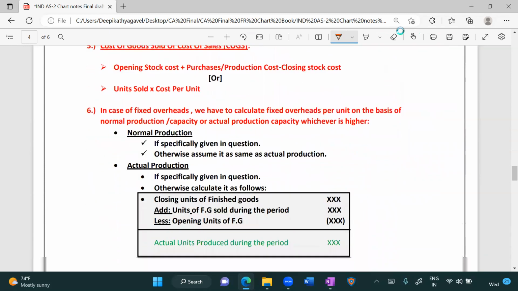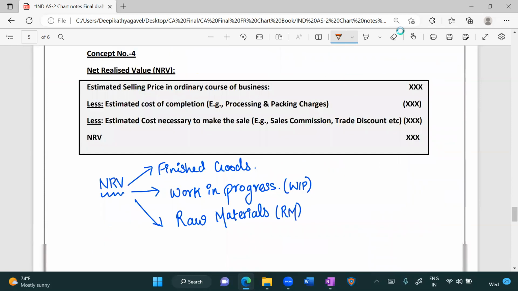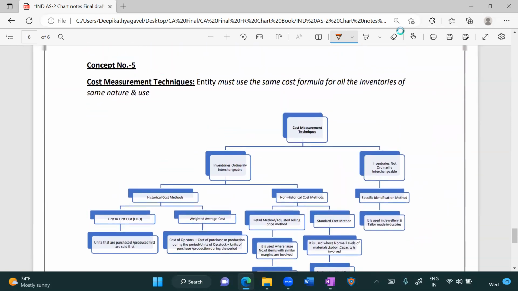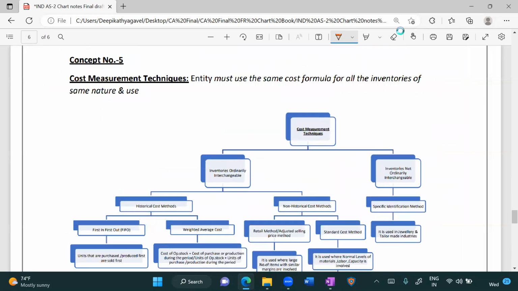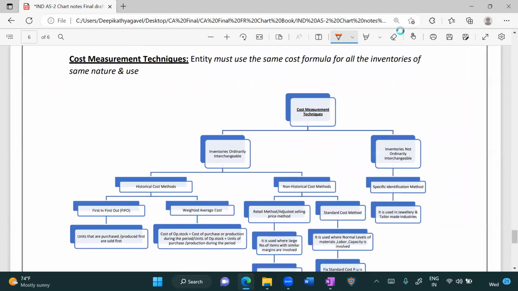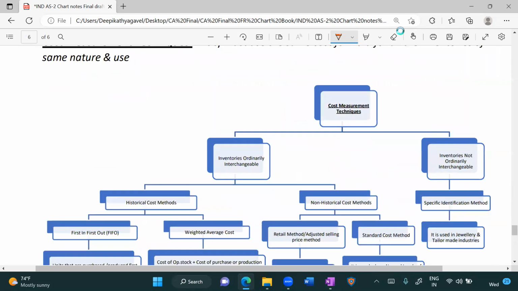So moving on to the next point, I'll come back to this. Let me complete the cost measurement techniques and then we'll go back to COGS and net realizable value, right? When you see the cost measurement techniques, they are divided broadly into two categories: in case the inventories are ordinarily interchangeable, or in case they are not ordinarily interchangeable. What do you mean by not ordinarily interchangeable? For example, let's say you go to a laptop showroom. They have different laptops: an HP, a Dell, a Mac. You cannot interchange the laptops, right? They can be very clearly differentiated from each other.